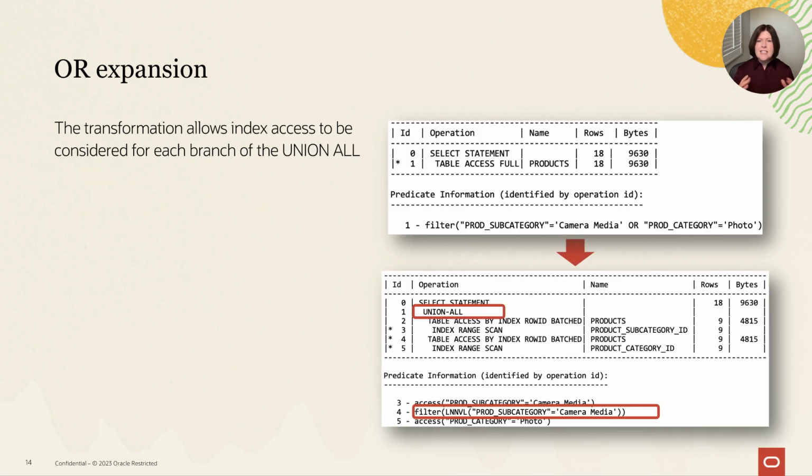So if we take a look at how the plan differs, instead of having to do a full table scan on the products table without the transformation, what we're able to now do is utilize 2 single column indexes that we have on the product subcategory ID and the product category ID, run those index scans and do a union all of the rows returned by both of those.